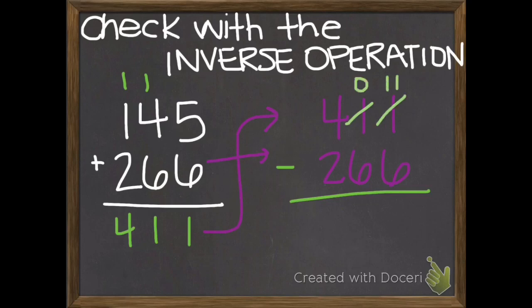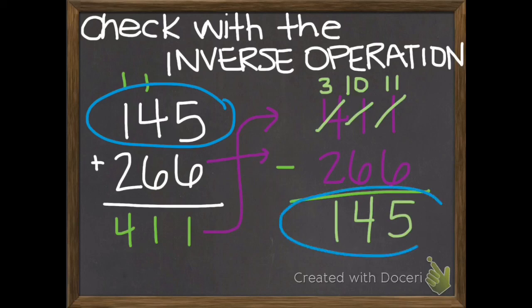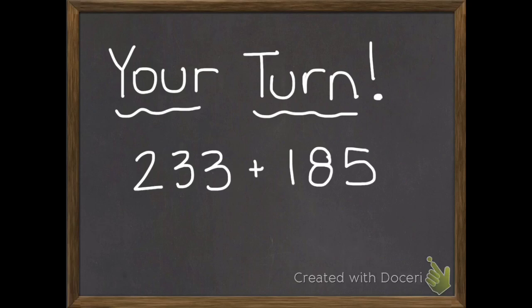My 10 and my 1 together make 11. 11 minus 6 is 5. 0 minus 6, I cannot do it. So I move over to the hundreds and borrow 1 and move 10 over. 10 plus 0 is 10. Now 10 minus 6 is 4. And finally over at the hundreds, 3 minus 2 is 1. I know that my sum was correct because these numbers match. I just checked my addition with the inverse operation.